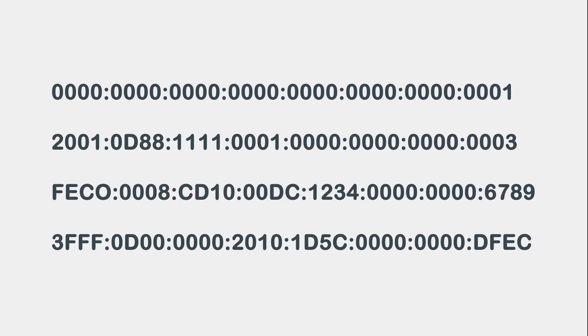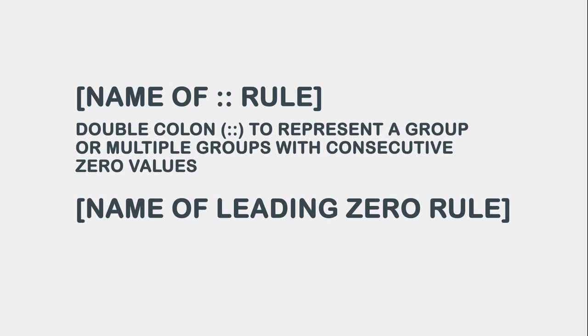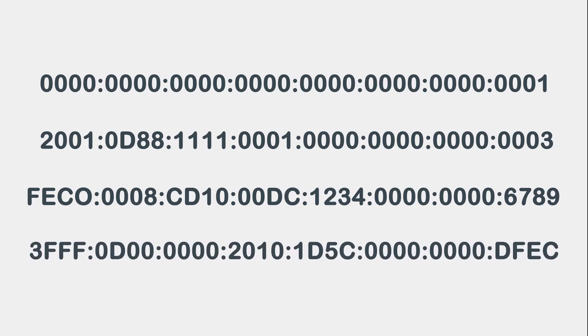Because IPv6 addresses are so long, the IPv6 standard provides a few simple rules for simplifying their notation. 2 of these rules are discussed here, including the double colon rule and the leading 0 rule. The first rule uses a double colon to represent multiple groups with consecutive 0 values in an IPv6 address. It bears repeating that this rule only applies to groups that consist entirely of zeros.